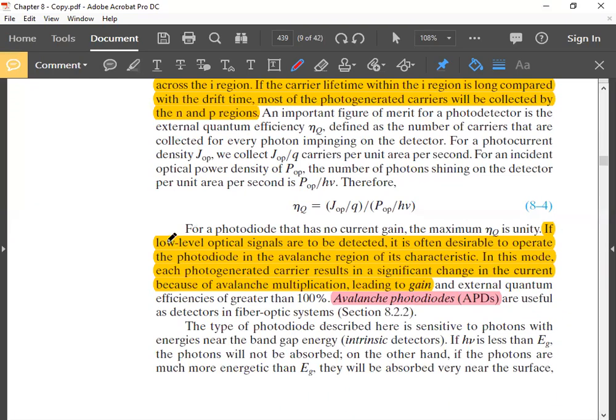If low levels of optical signals are to be detected, it is often desirable to operate the photodiode in the avalanche region of the characteristics. In this mode, each photogenerated carrier results in a significant change in the current because of avalanche multiplication, leading to gain. Gain means current gain. So this is how an avalanche photodetector works.